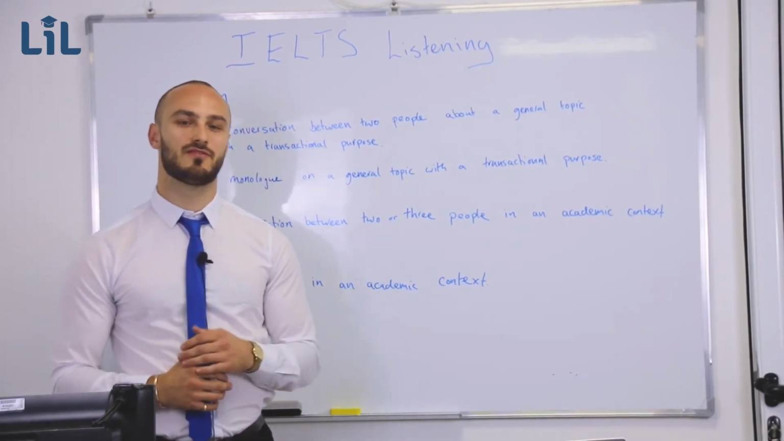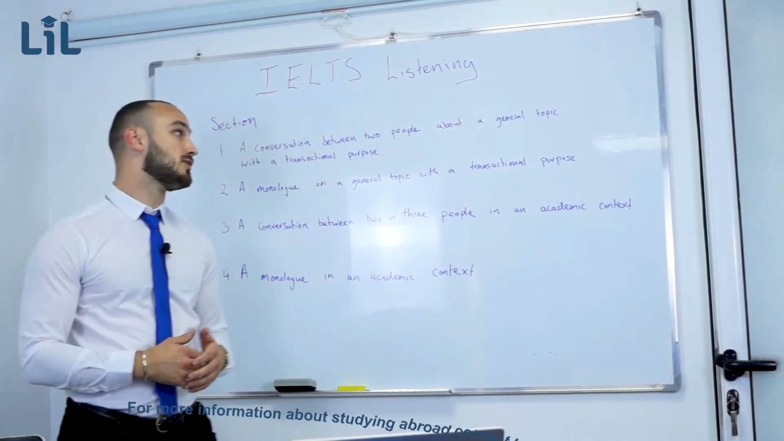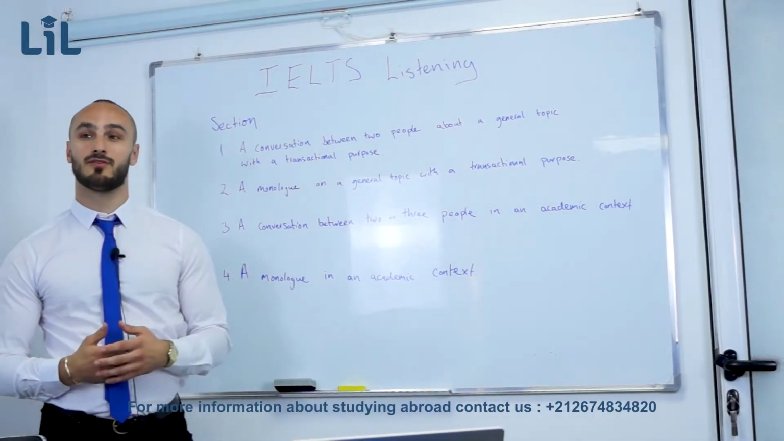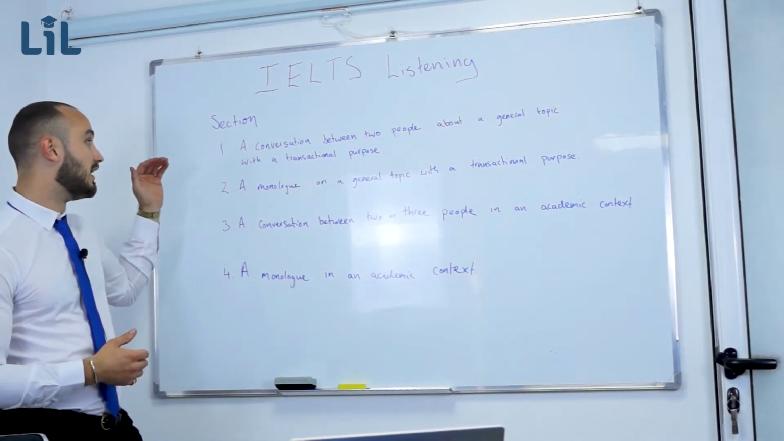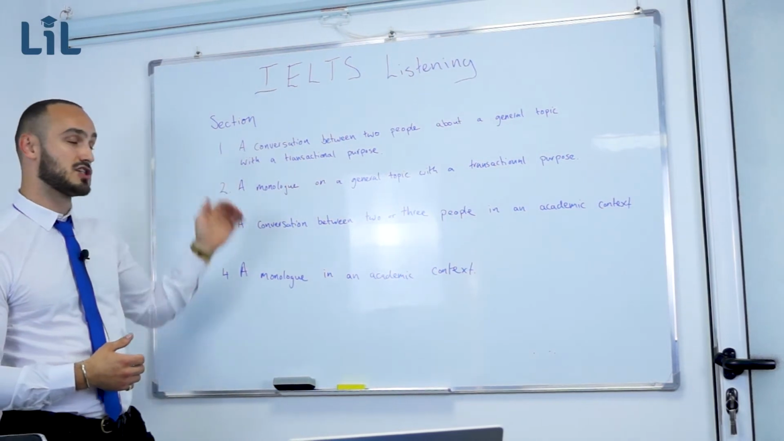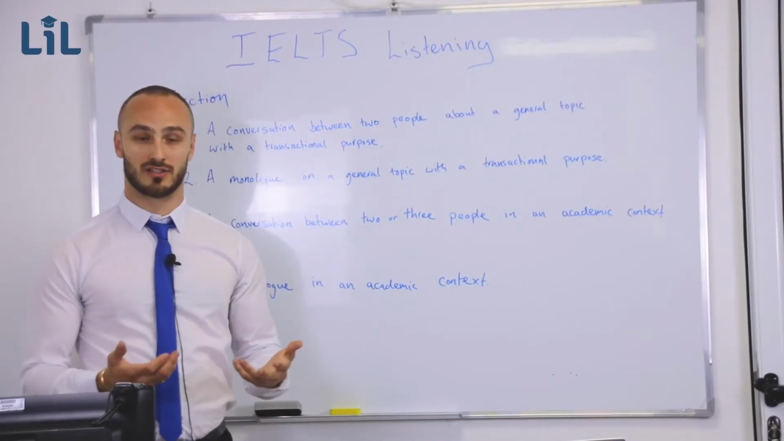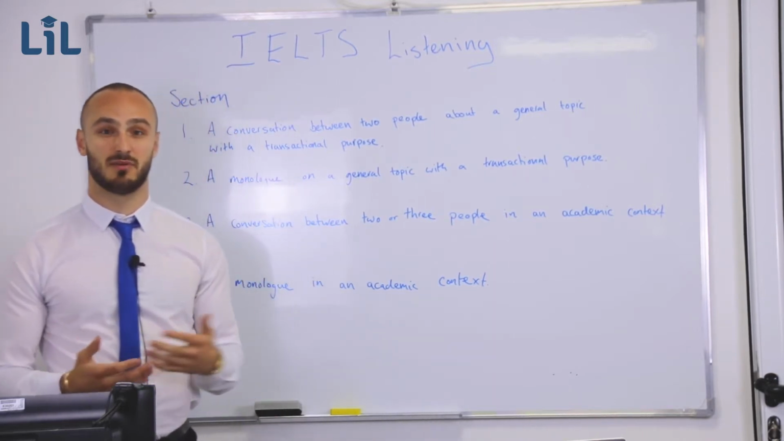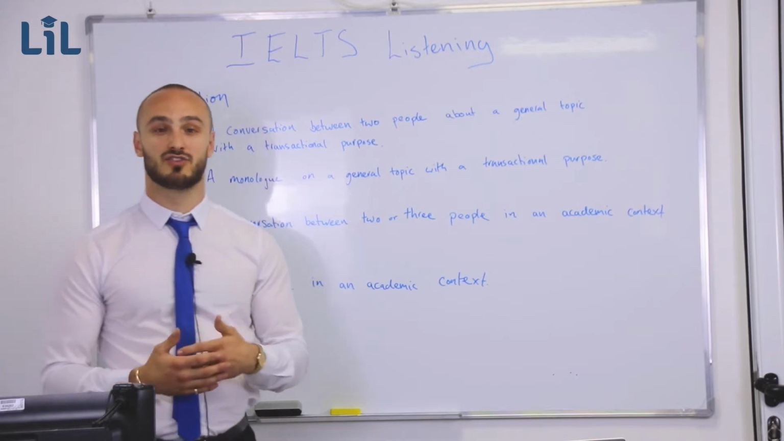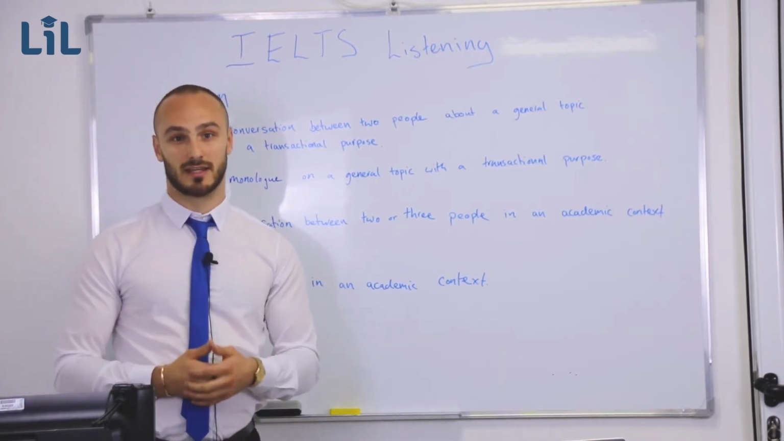In this video we're going to be focusing on the IELTS listening section. The IELTS listening section is composed of 4 different parts. As you can see, the first part is a conversation between 2 people, and this is in a general context. And it's often got a transactional purpose. So for example, it might be one person trying to find out about a travel accommodation.